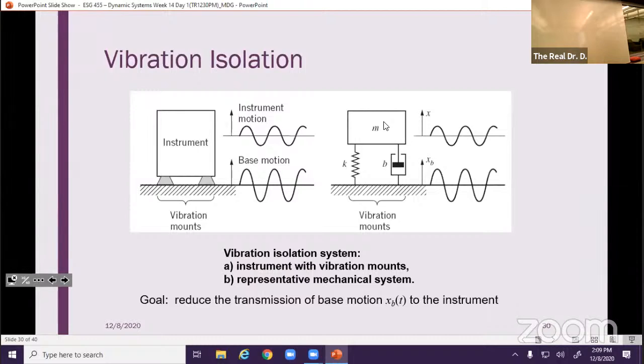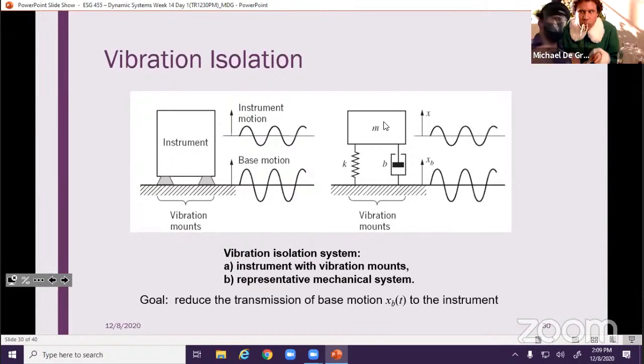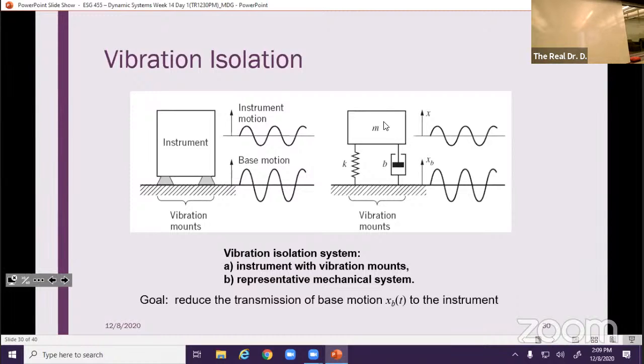So what happens? We have some base motion here. The bottom's moving, and we want to attenuate that signal. We want to limit the amount of vibration that the actual machine itself sees. So our goal here is to reduce the amount of motion that is transmitted from the base to the instrument. And so we want to filter this out. We're building a mechanical filter.